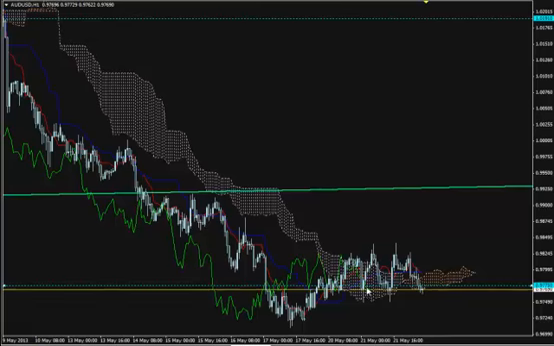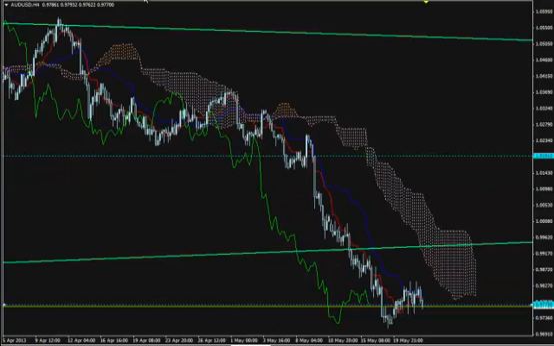We see Chiku span is below past price action, but inside the Kumo, so we don't have a 100% bearish environment here, but things look bearish.